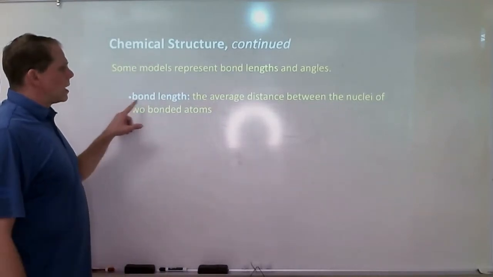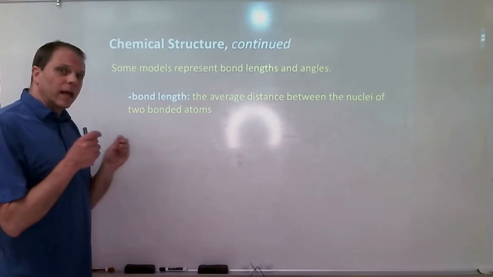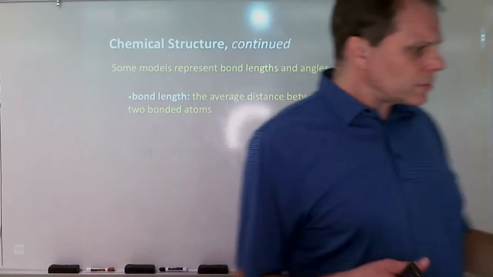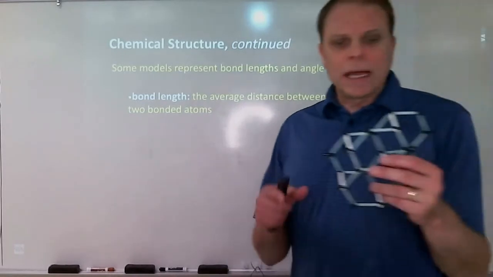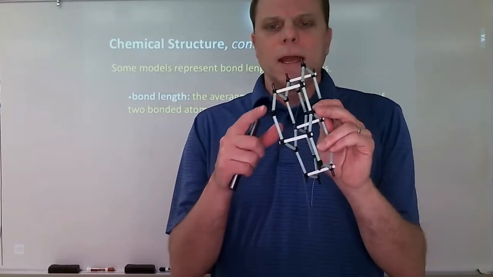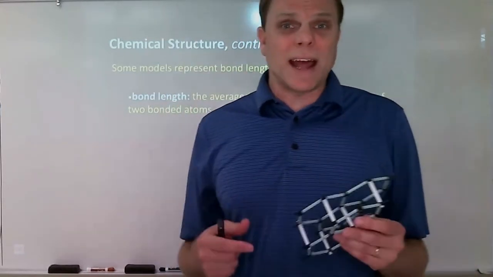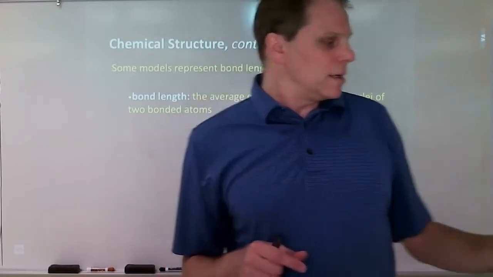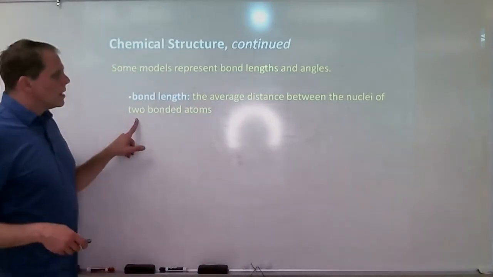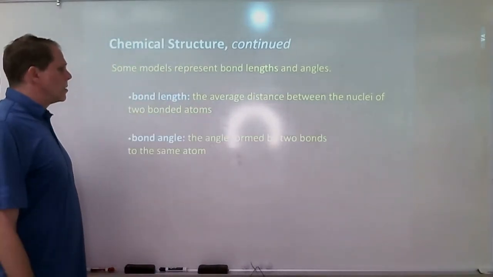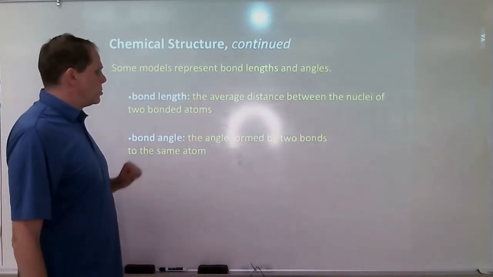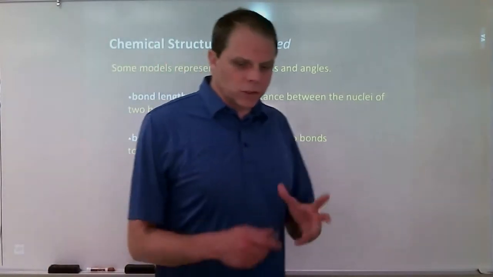And what do I mean by bond length? Well, that's the average distance between the nuclei of two bonded atoms. So sometimes in a particular model that I have, I might have a particular length of a bond. If you notice, these have a particular length to them, okay? And I have another molecule over here that has shorter green bonds, and that's representing a different bond length, okay? So bond length is the average distance between the nuclei of two bonded atoms, and the bond angle is the angle formed by two bonds to the same atom.